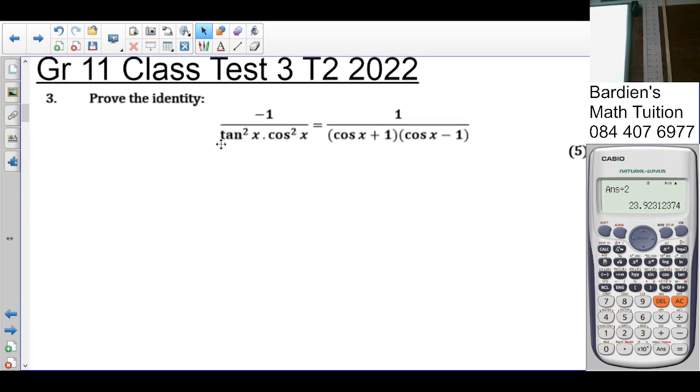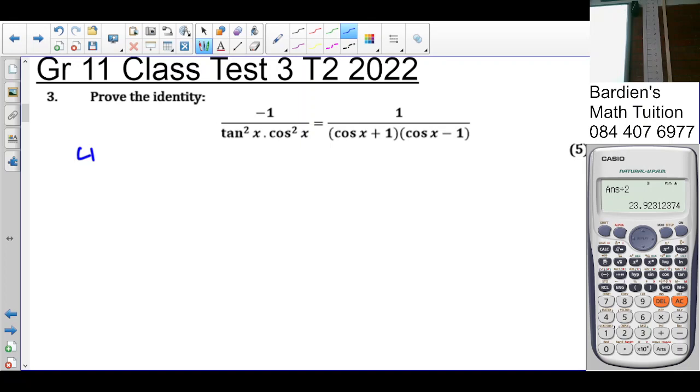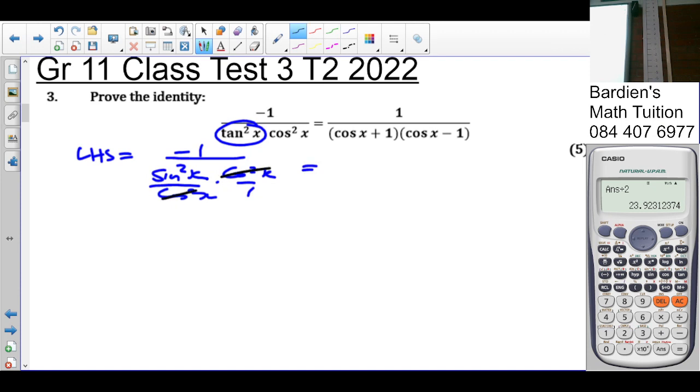The next question, prove the identity. So of course, left hand side, right hand side. We got left hand side equals tan squared x can be written as sine squared x over cos squared x, times cos squared x over 1, which is simply, it cancels, negative 1 over sine squared x. Now, I could have said sine squared x is equal to 1 minus cos squared x, and then take the difference of two squares and swap it around, and we'll get exactly what we have. Or we can work the right hand side as well.